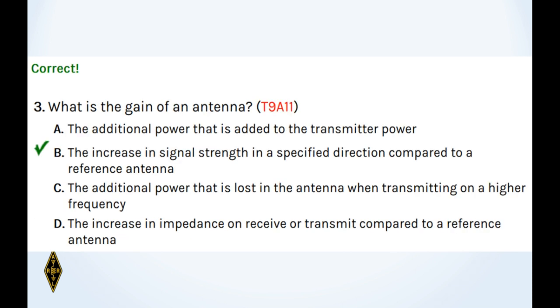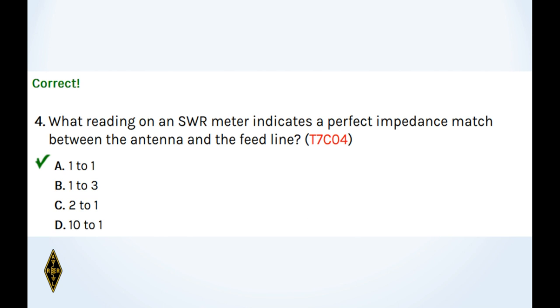Three, what is the gain of an antenna? Well, that's the increase in signal strength in a specified direction compared to a reference antenna. And that reference antenna could be an isotropic radiator, a theoretical antenna. So 3B. And what reading on an SWR meter indicates a perfect impedance match? 1:1. Normally written 1:1, but they spelled it out here, so 4A.